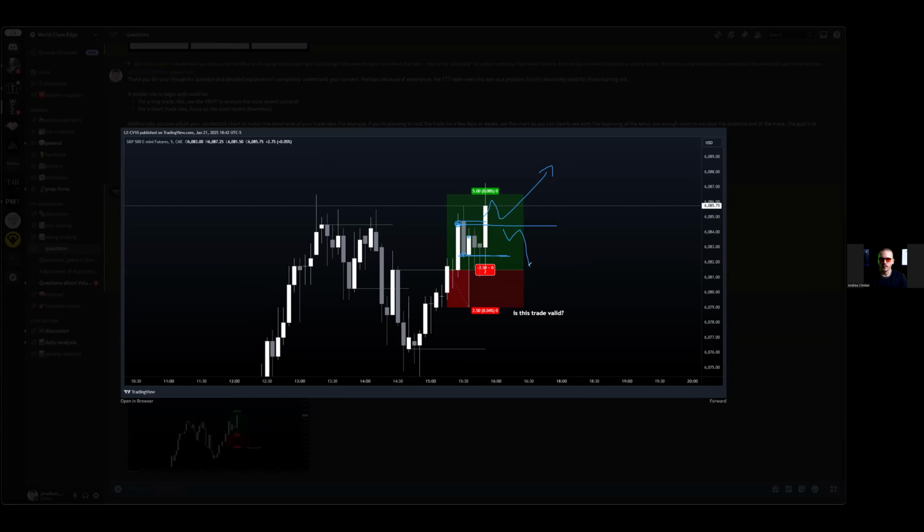And I would say that the logic behind all of this is that we are creating value here in this area. So this would basically be our value area, for simplicity.